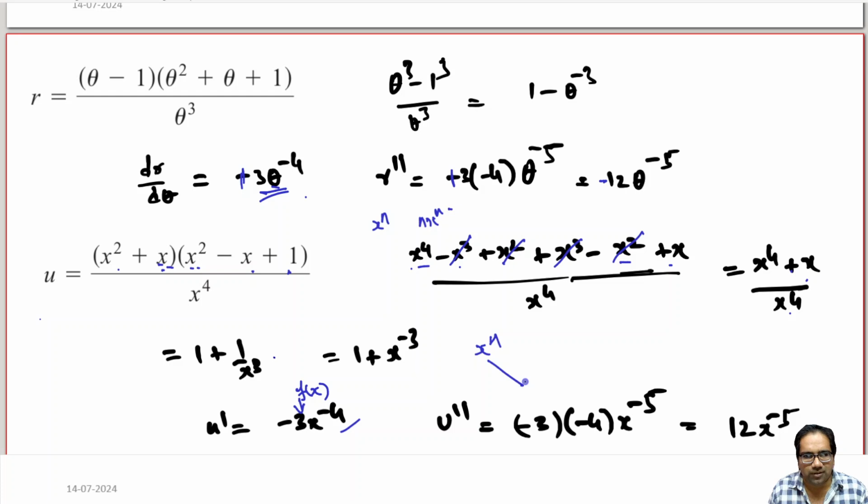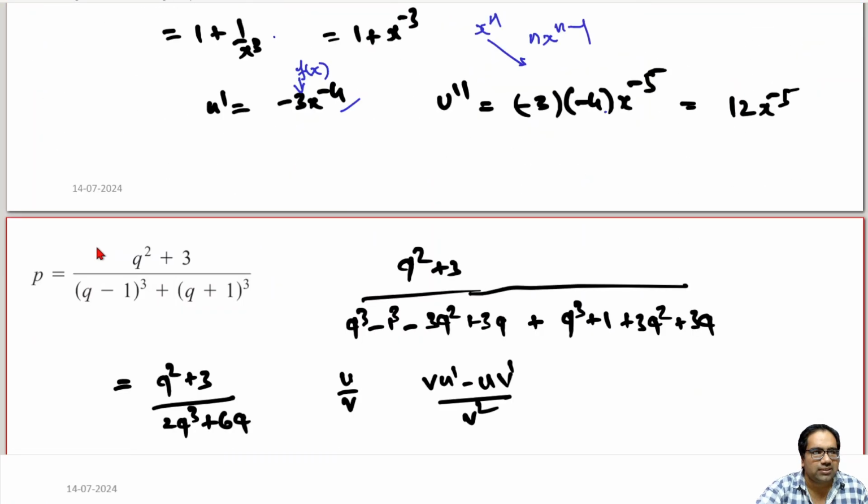We are using this formula only: x power n minus 1. So minus 3 into minus 4 is just 12, x power minus 5. Right. Now let us take this example.